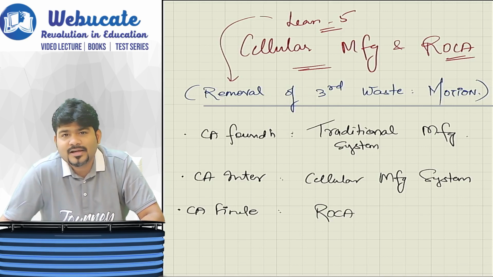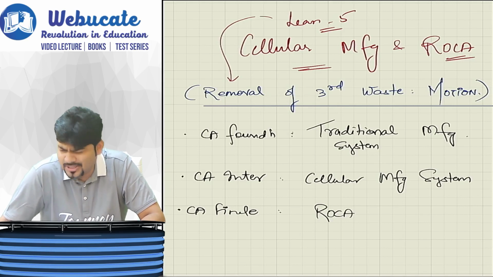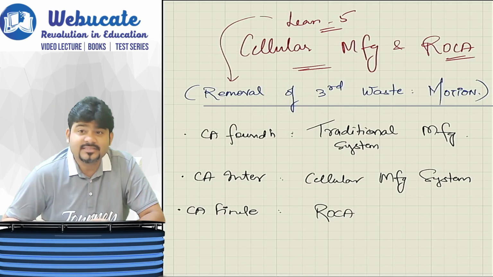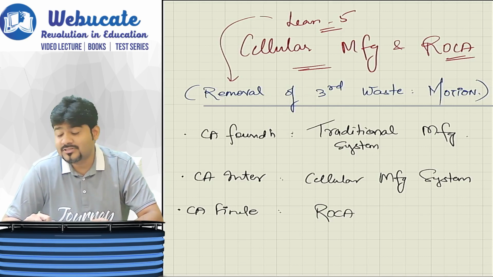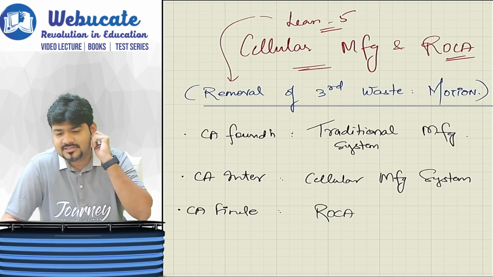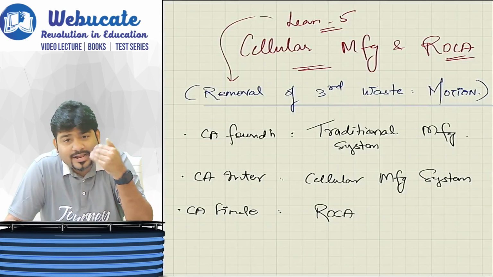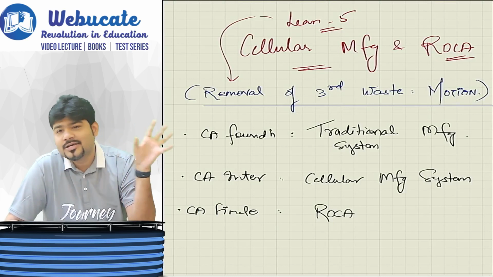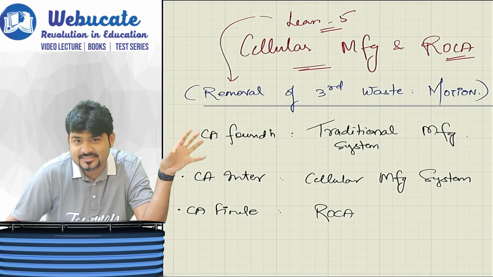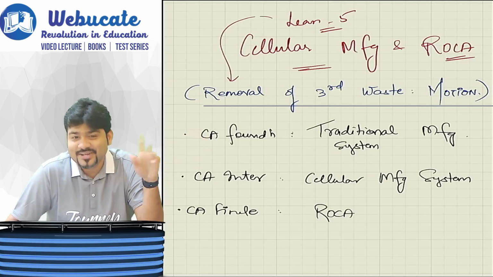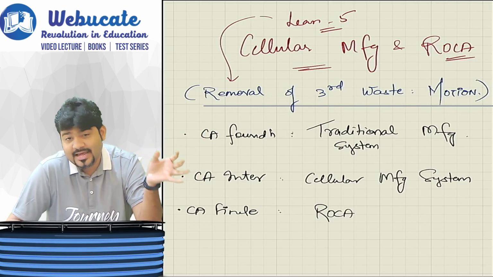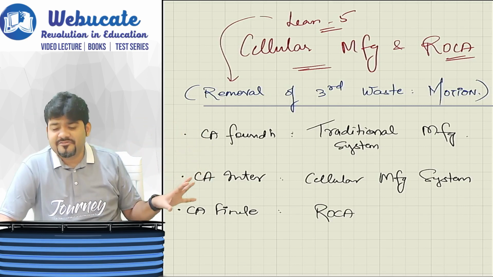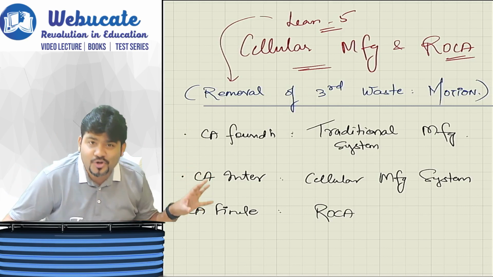That's how it all came into the picture. So then what's the problem with the traditional manufacturing system, sir? Yes, first let us understand that, and then we will move on to our new system and see whether the new system removes all the problems of the traditional manufacturing system. Obviously, it did remove them, and therefore it was implemented. And the implementation strategy of the cellular manufacturing system gave rise to ROCA.